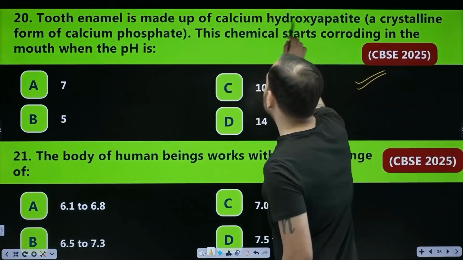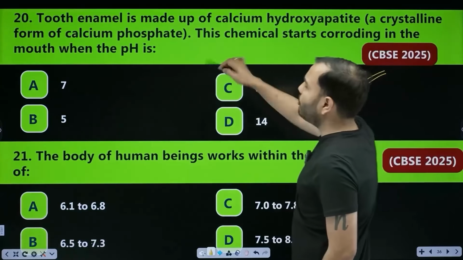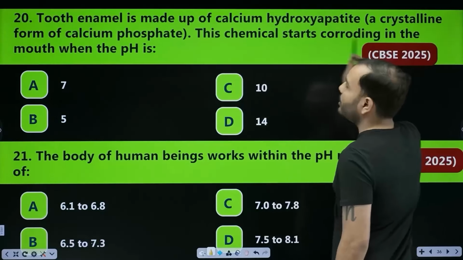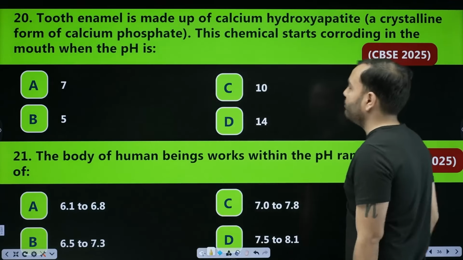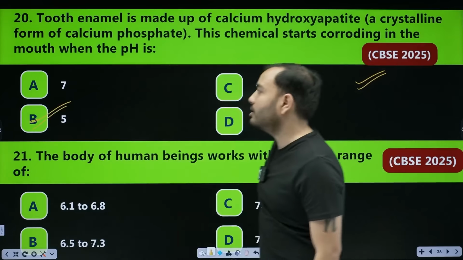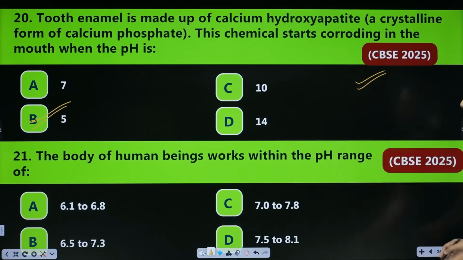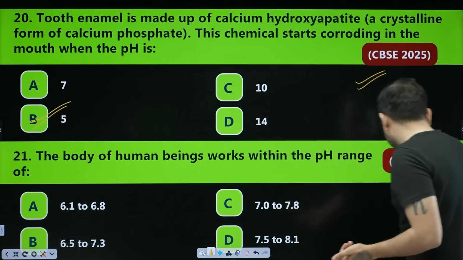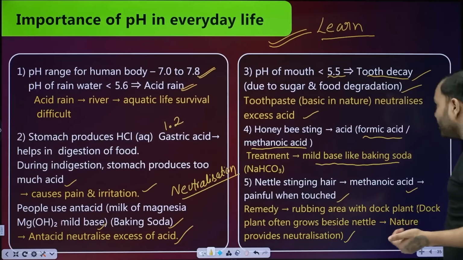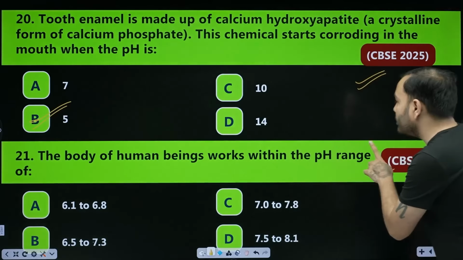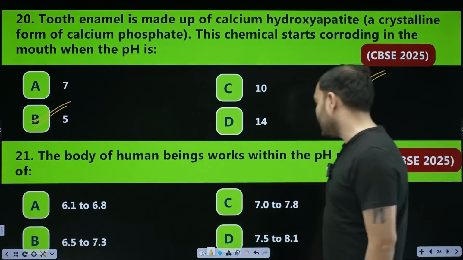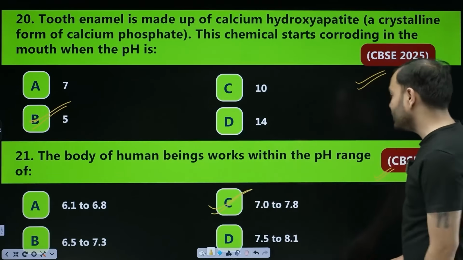Okay, let's see a CBSE 2025 question. Tooth enamel is made up of calcium hydroxyapatite, a crystalline form of calcium phosphate. This chemical starts corroding in the mouth when pH is... When does tooth decay? When pH is less than 5.5. What is the closest option? 5.5, that is one option. CBSE 2025: the body of human beings works within the pH range of 7 to 7.8. You have to remember it. It's a question of general knowledge. It's between 7 and 7.8.